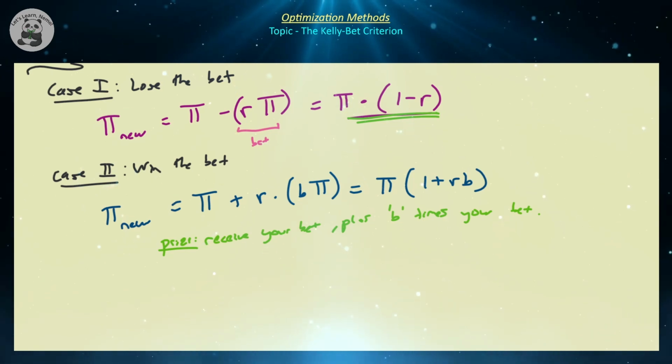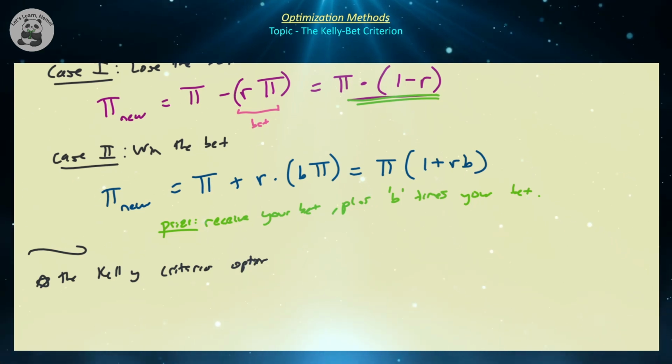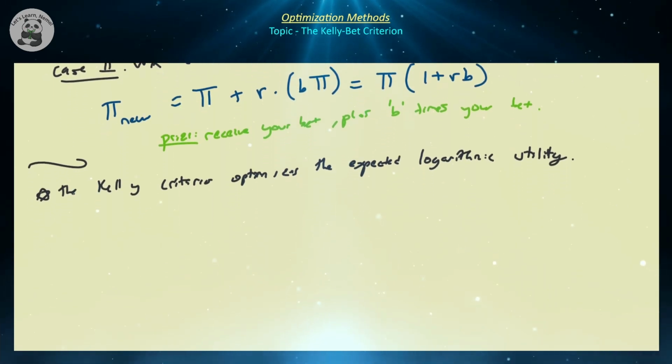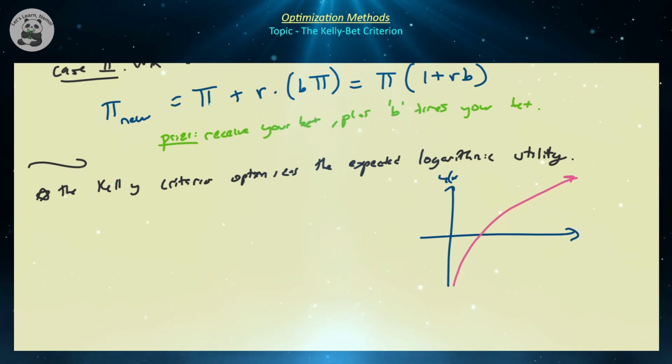So what does the Kelly criterion do for this world, right? The Kelly criterion optimizes the expected logarithmic utility. So what is logarithmic utility? Well, logarithmic utility will be a utility function like that, right? So that's going to be your x, and that's going to be your u of x.